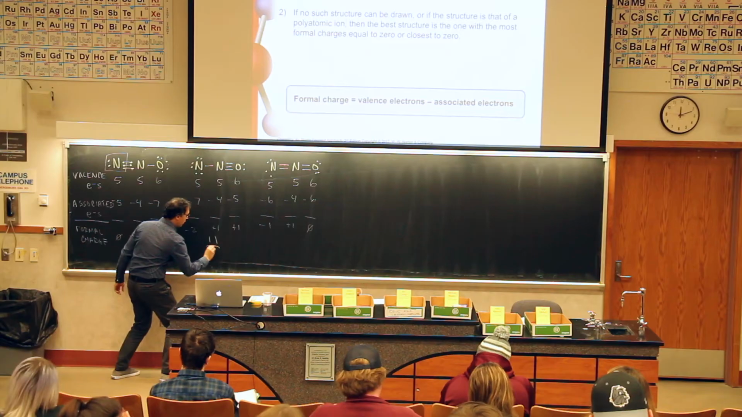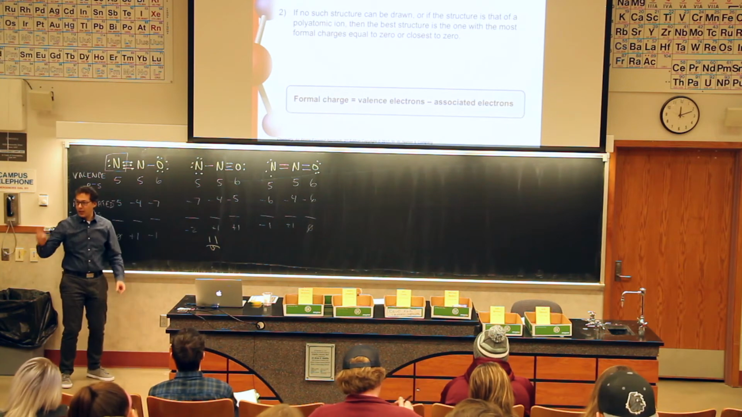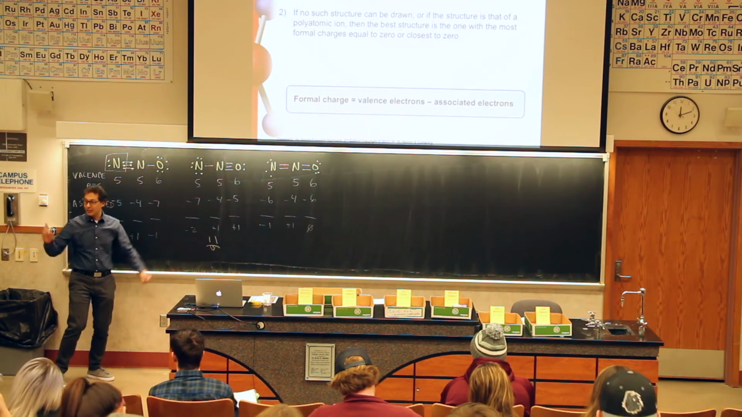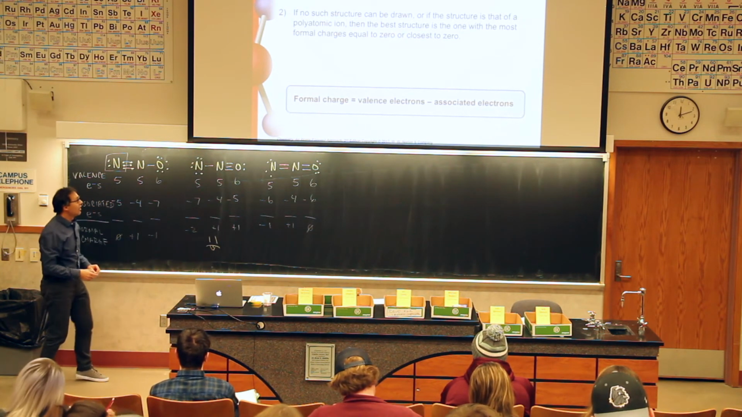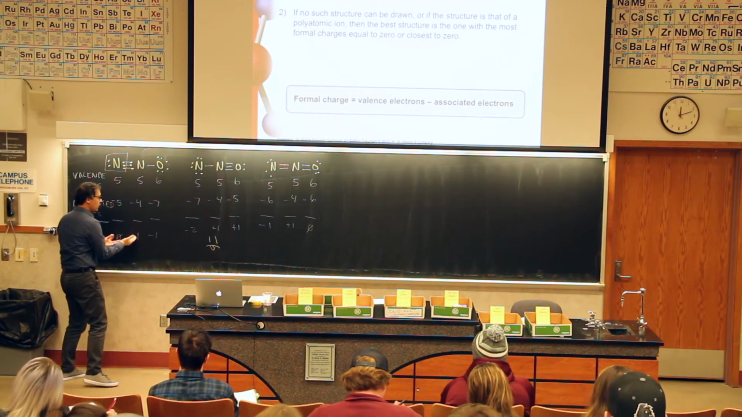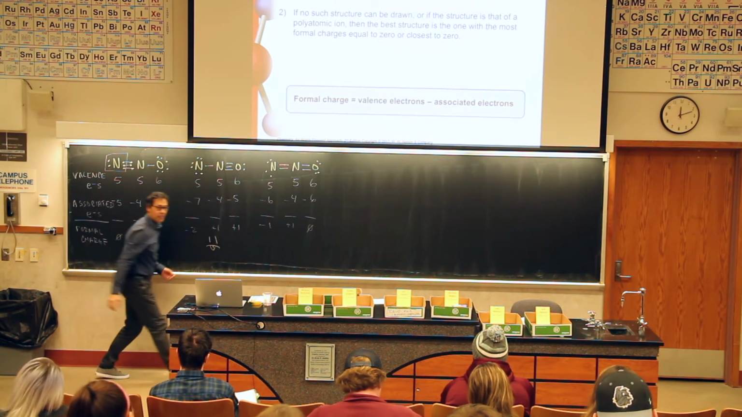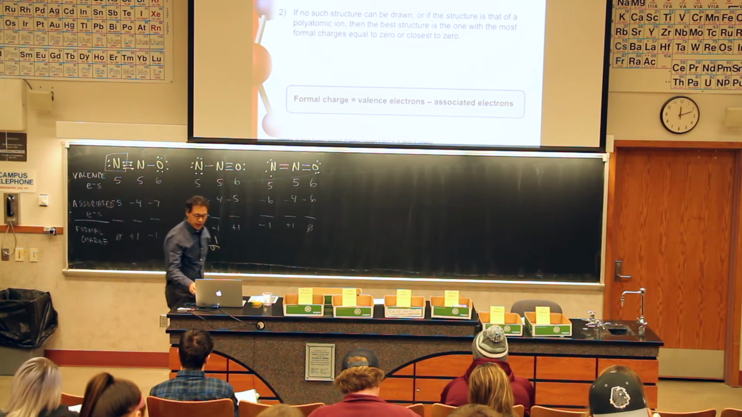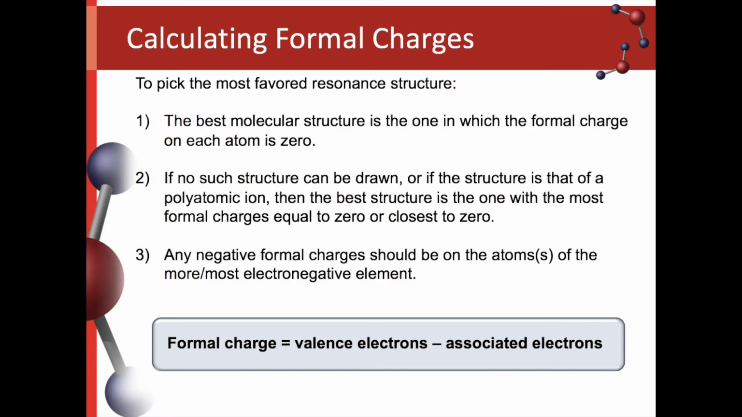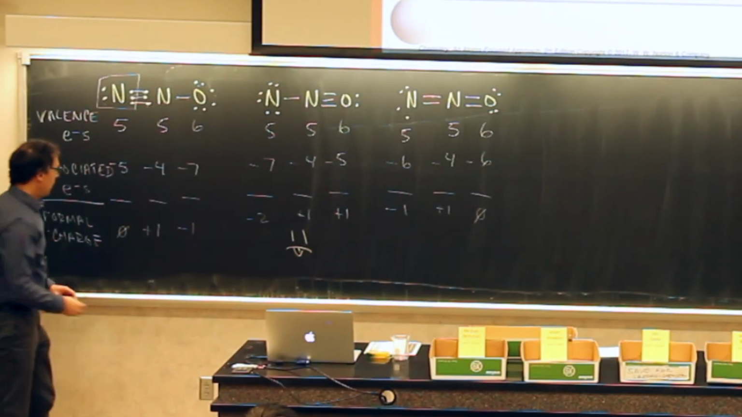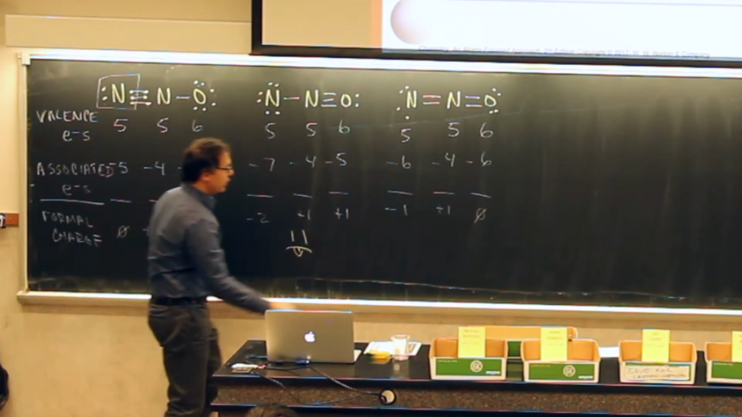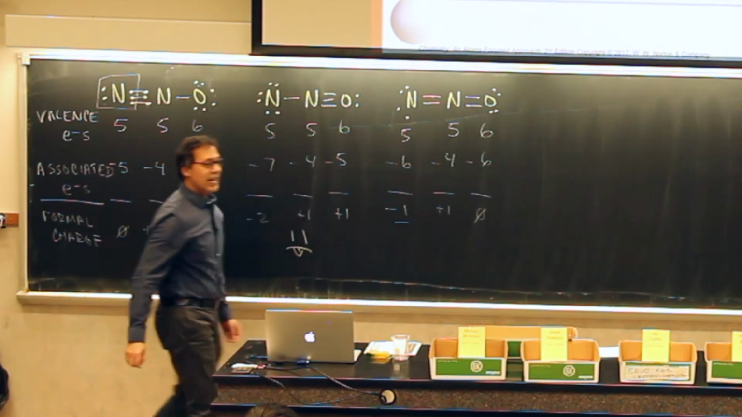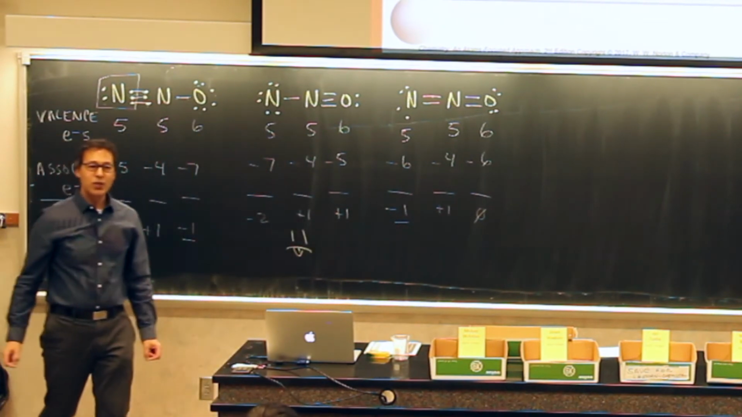Nicely done, Evan. Thank you very much. Now, that gives us a tie here between this one and this one, which means we need another rule here. Last rule. Any negative formal charges should be on the atoms of the most electronegative element. So if we have a negative charge, it should be on the most electronegative element.